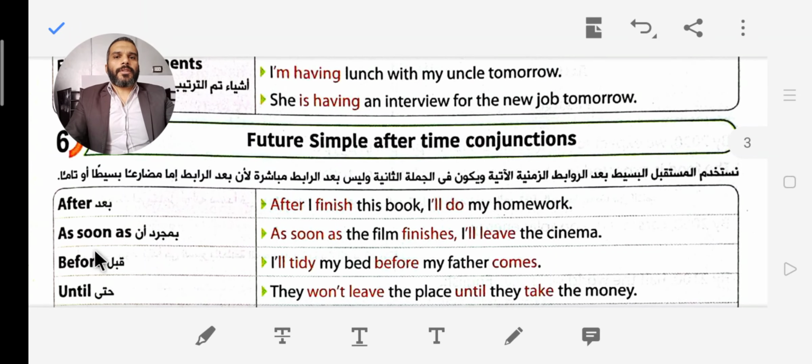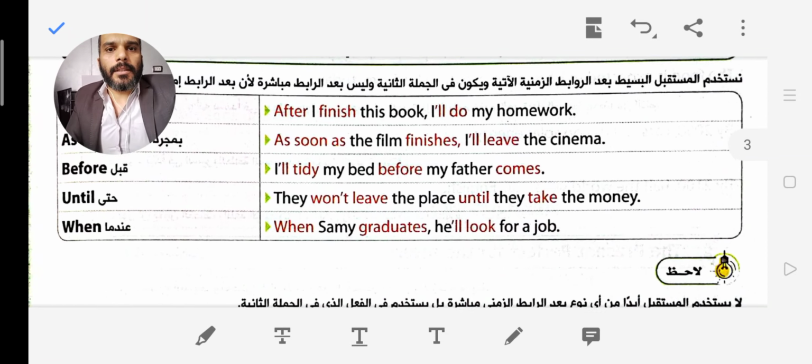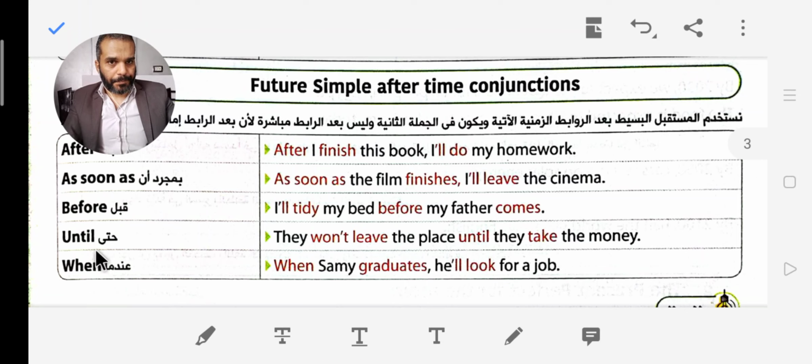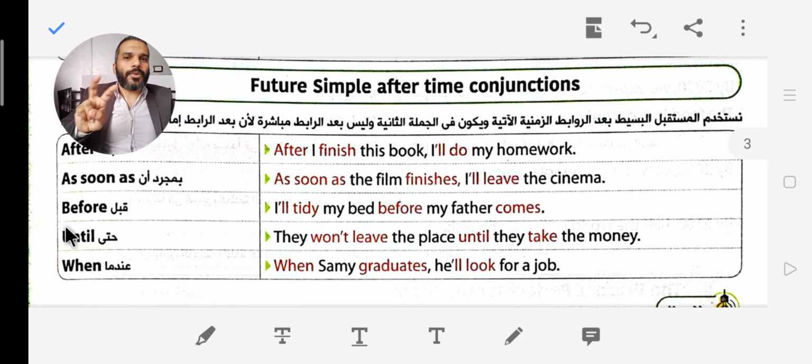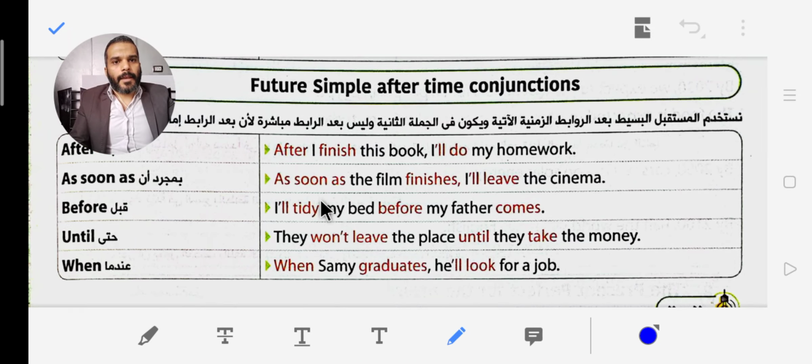Okay, with time conjunctions: after, as soon as, before, until, when, if. These are called time conjunctions or time linkers. The linker links two sentences. The linker, for example, after. We use after to link two sentences together. This is a sentence, I finish this book. This is another sentence, I'll do my homework. We want to make them one sentence. We use a time conjunction.